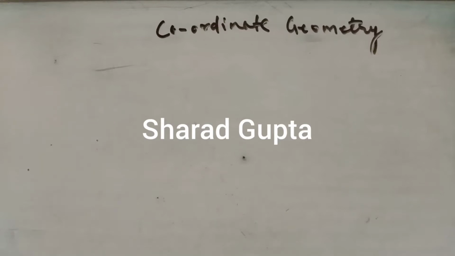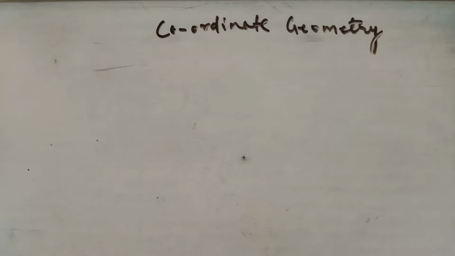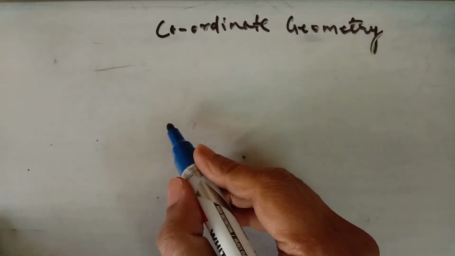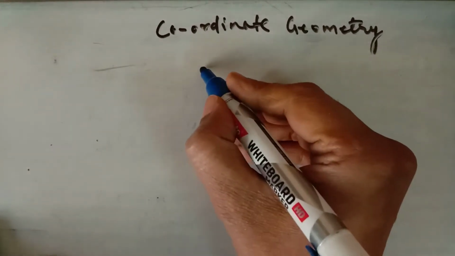Hello, this is lecture number 1 for the chapter Coordinate Geometry for class 10th. In this chapter, first of all, we will discuss what you have done in class 9th. In class 9th, you have done the rectangular coordinate system. Now, what is a rectangular coordinate system?